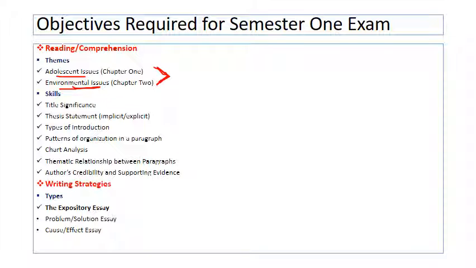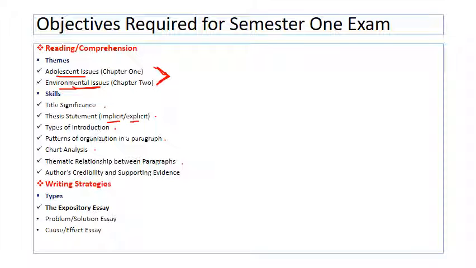Now, the reading skills. Of course, the questions I will ask you in the organizational skills part: title significance, the importance of a title to the text, thesis statement, whether it's explicit or implicit, types of introduction, the 5 common types I gave you, patterns of organization, the 7 patterns of organization, all in your ebook and all in the PowerPoint lectures. Chart analysis, the way you would analyze a given chart or table or bar graph or line graph or pie chart.